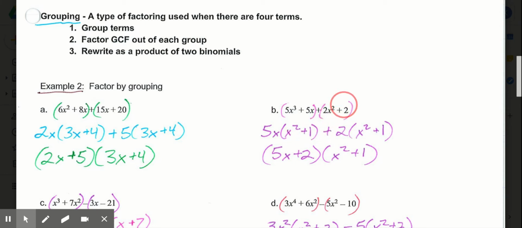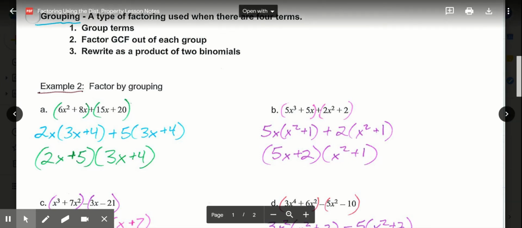Then our second binomial, 2x squared plus 2. Factor out the greatest common factor, 2, and we're left with x squared plus 1 on the inside. Then we group together the two parts on the outside. So 5x and the positive 2 is 5x plus 2 being multiplied by what's left in the parentheses, same on both, x squared plus 1.